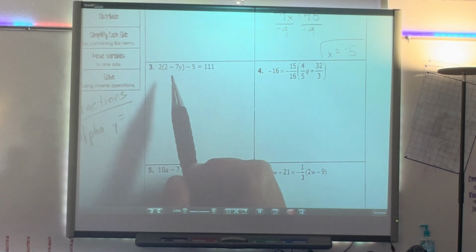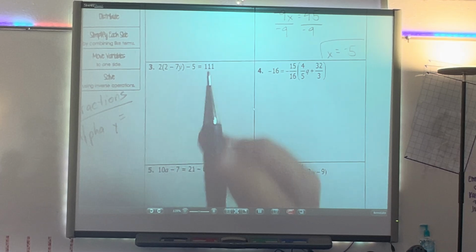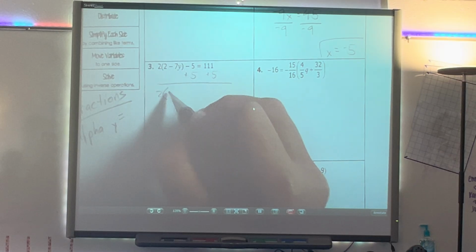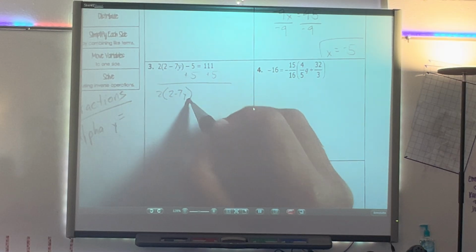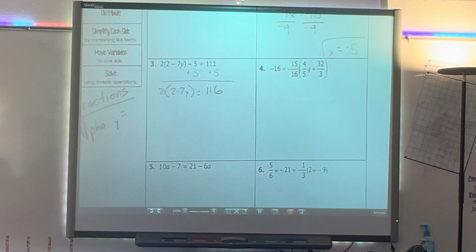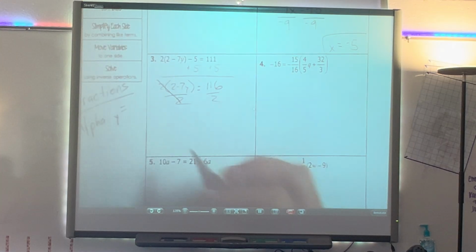On this problem right here, I'm not going to work this all the way out, but I can tell you what I would do, okay? I would first add this 5 and get it to the other side. So I would do this. Everybody okay there? The next thing I would do is divide by 2 here to get rid of that.